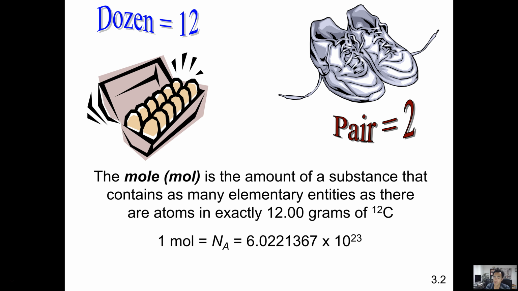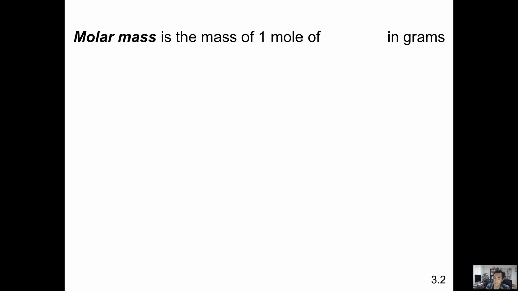So if I give you 1 mole of carbon, that equals 6.022 times 10 to the 23 atoms of that, which is a huge amount of molecules. Now, obviously, we don't use that because it's too big. This is called Avogadro's number, or in this case, 6.02 times 10 to the 23rd.